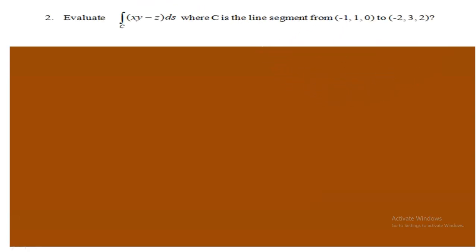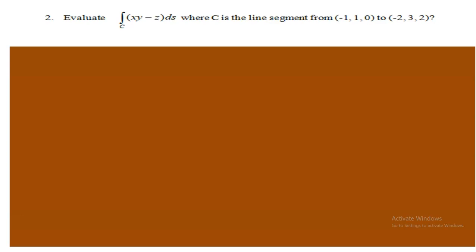You are asked to evaluate this integration. As you see, you are asked to evaluate this integration. So this is basically a line integral of a scalar function, because the scalar function is xy minus z, and C is the line segment from minus 1, 1, 0 to minus 2, 3, 2. So the initial point as well as the terminal point is given.